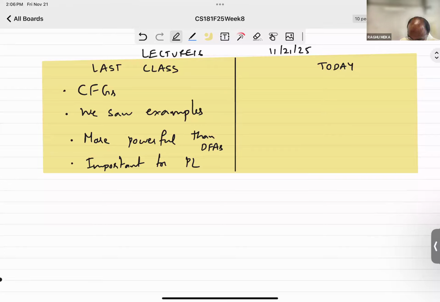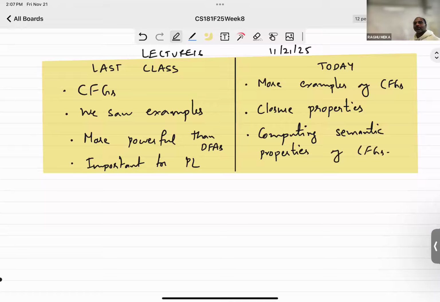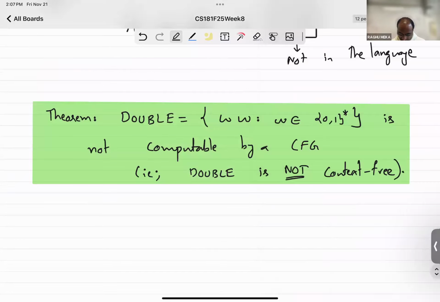All right. So today, more examples, CFGs, kind of closure properties, maybe, and computing semantic properties of CFGs. Okay, so that's our target for today. And let's see exactly where we were last time.